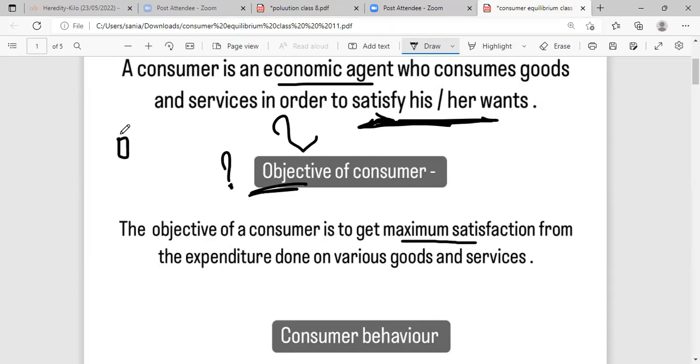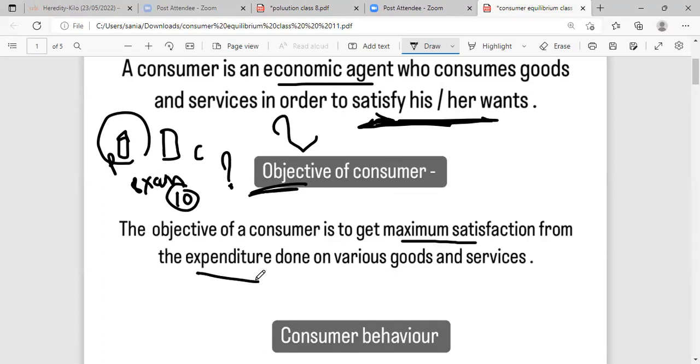For example, it's the pen, and this is the chocolate. You have your exam tomorrow, right? So at that moment, this is a pen and this is a chocolate. Which object will give you more satisfaction? The pen. Yes. Why? Because you have your exam tomorrow. So this is the objective of a consumer, to get maximum satisfaction from expenditure. See, you have 10 rupees with you. You can spend that 10 rupees on this pen or on this chocolate. Your expenditure should be on those goods and services which will give you maximum satisfaction. Because you people are consumers. So this is the objective of a consumer. Clear?